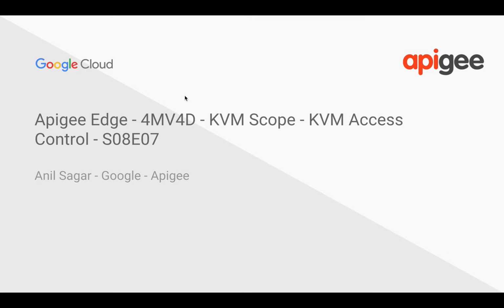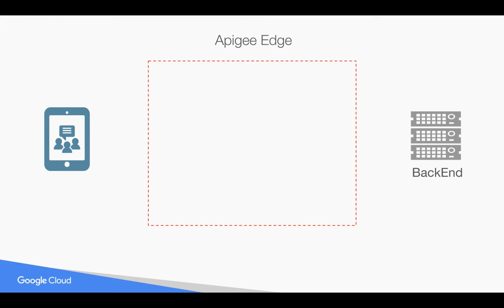Hey everyone, in this video we're going to see how the key value map policy scope attribute works, using which you can control which proxy can access which key value map. Let's see how it works.